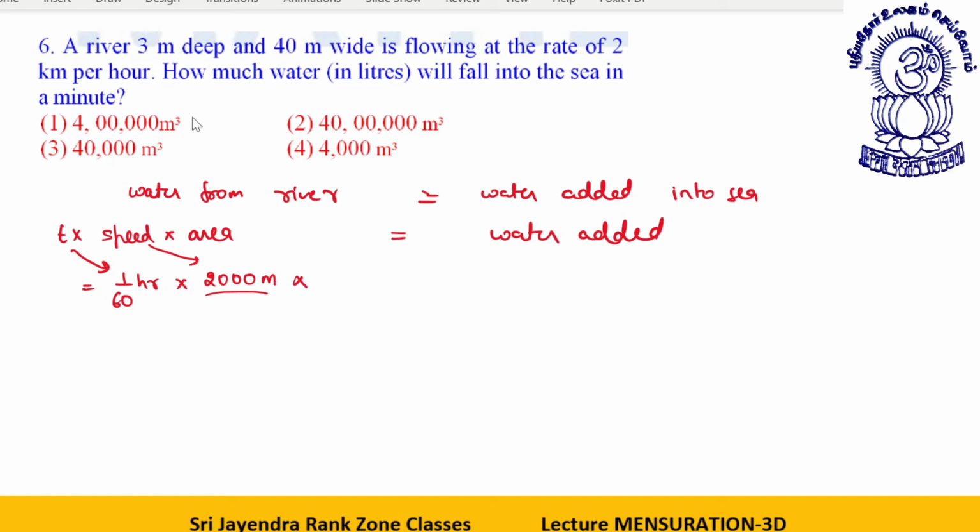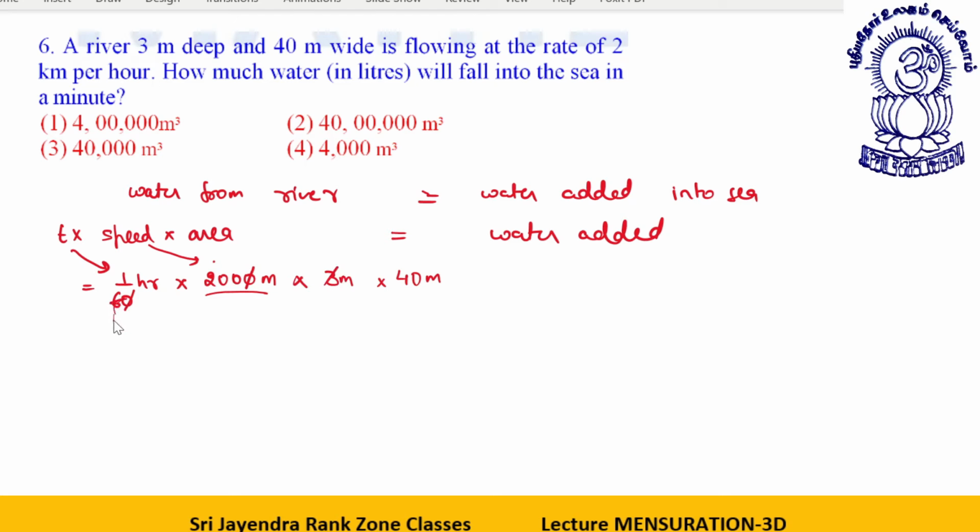What is the area? 3 meter deep and 40 meter wide. Now I have taken everything in meter. 3 meter deep and 40 meter wide. Now everything is in meter cube. Okay, everything is in meter. So the answer will be in meter cube. This is your final answer. Okay, dear friends. 0 will cancel with 0.